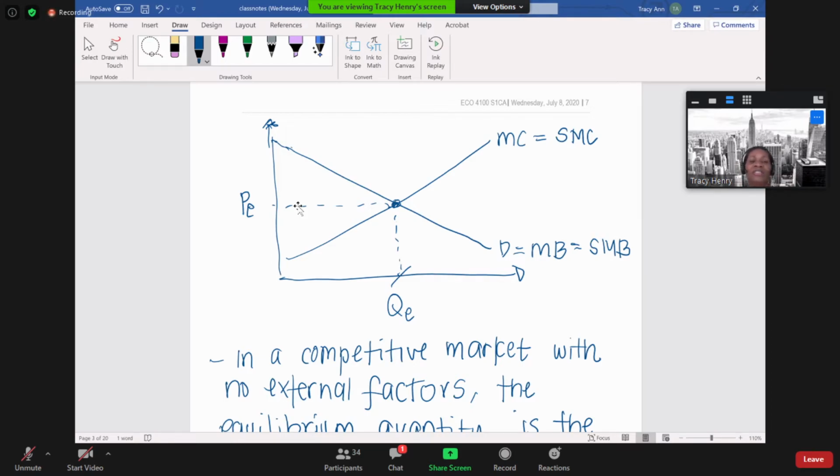Well, if you look on your demand curve, it is telling you the value each consumer has on that particular good. And if you're paying the price PE, then this area is your consumer surplus. So your consumer surplus is the area below the demand curve and above the price at the quantity bought.